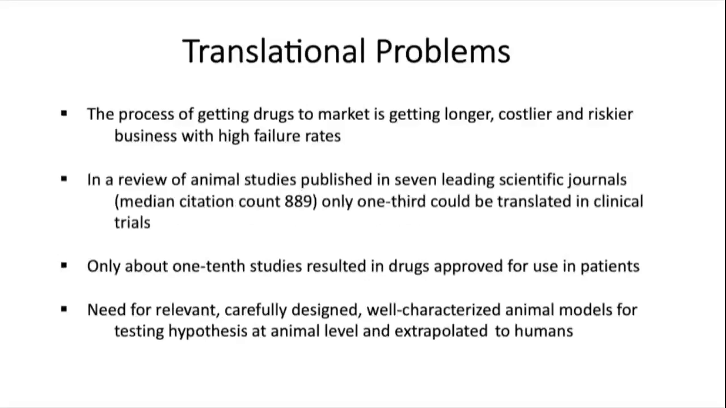Now, what we call this the translational problem. Why are these problems? The process of getting drugs to market is getting longer, costlier, and riskier. But if you see the literature, one of the reviews found that in a review of animal studies published in 7 leading scientific journals, where the median citation count was around 889, only 1/3 could be translated into human trials.